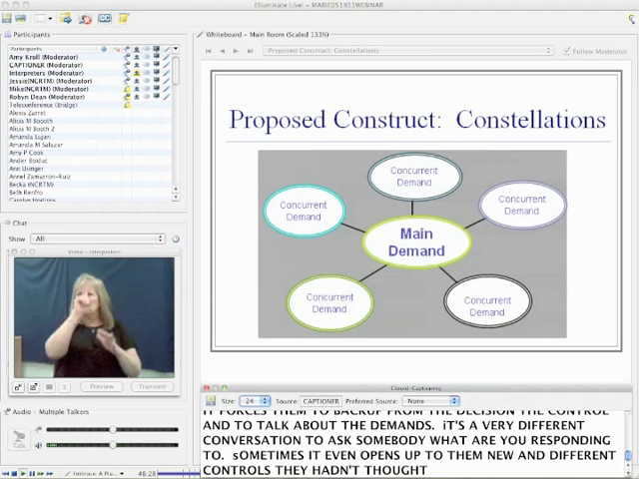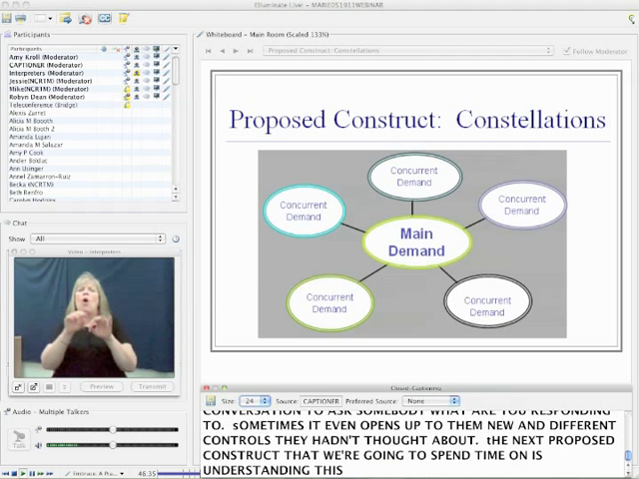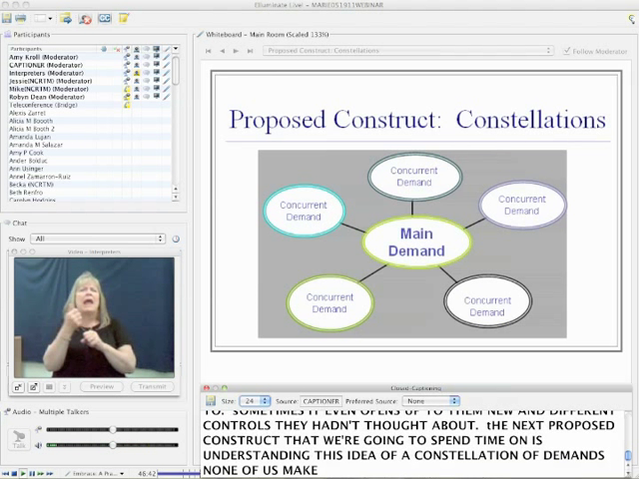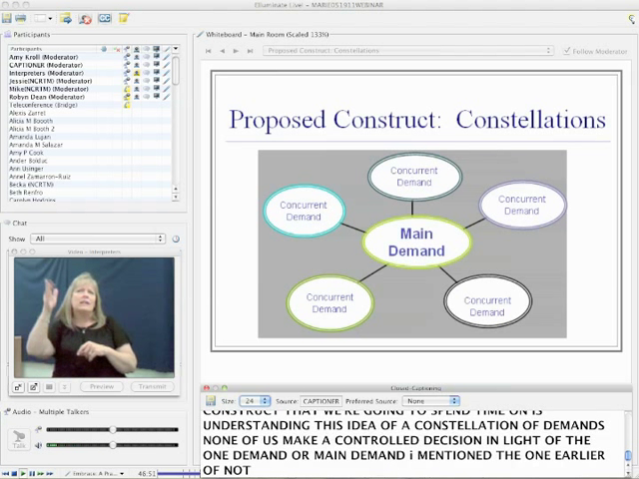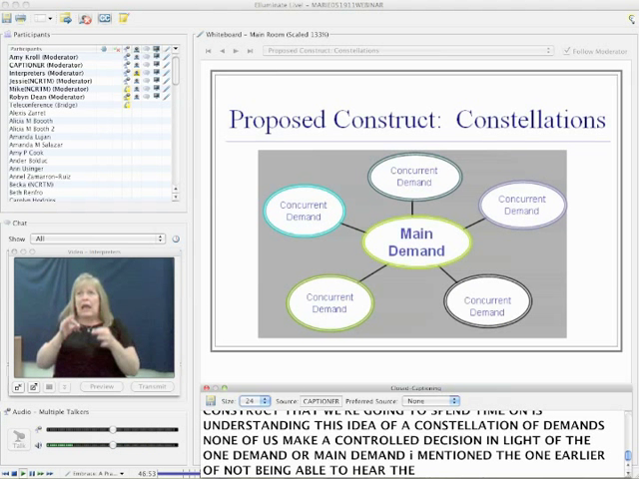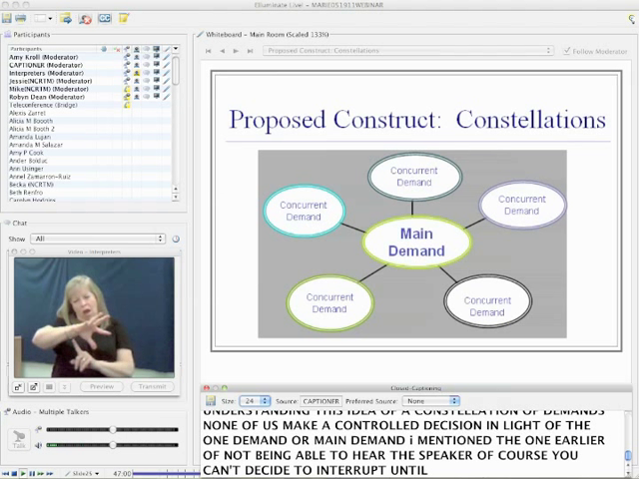The next proposed construct that we're going to be spending time on is understanding this idea of a constellation of demands. None of us, as I said earlier, make a control decision in light of the one demand or the main demand. I mentioned the one earlier about not being able to hear the speaker. Of course you can't decide if you're going to interrupt. Of course you can't decide if you should tell the deaf person and leave it at that. Until you get other contextual factors that we refer to as concurrent demands.